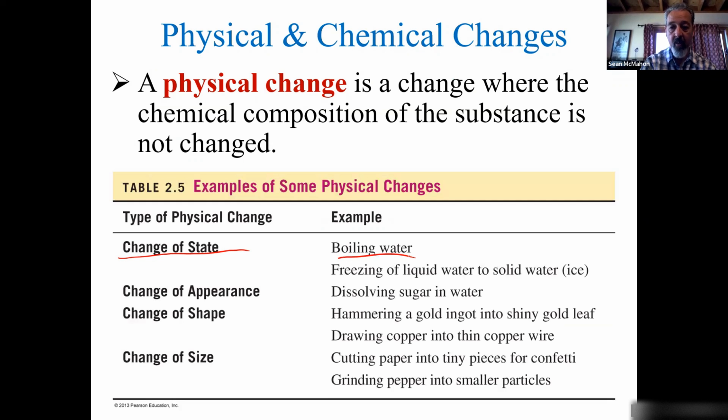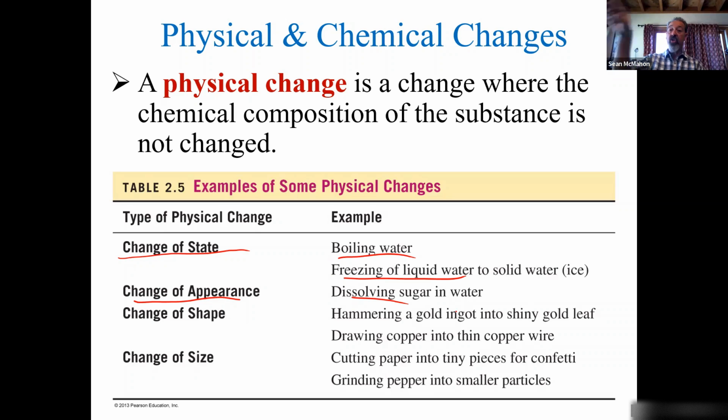When I boil water or freeze water, going from a liquid to a solid, it's still water. I could have a change of appearance, right? Dissolve sugar in water. It might be a little cloudy, but it's still sugar and water, because when you taste it, it tastes sweet. So it maintained its chemical properties. There's no chemical composition change. And you know that, right?